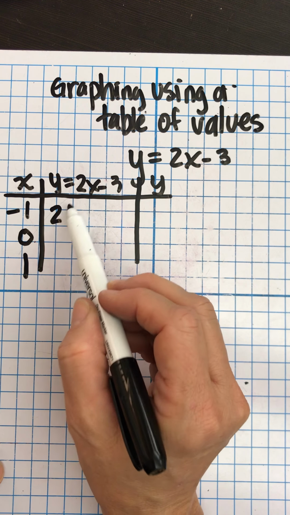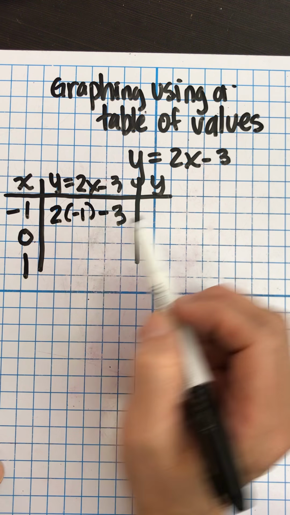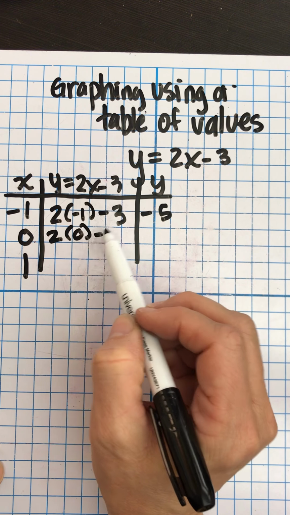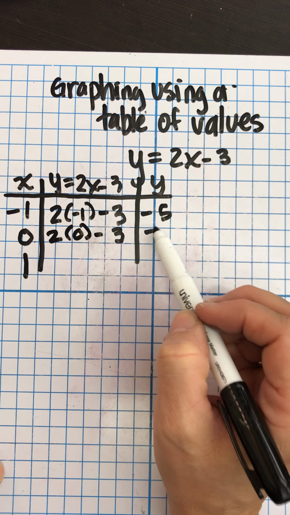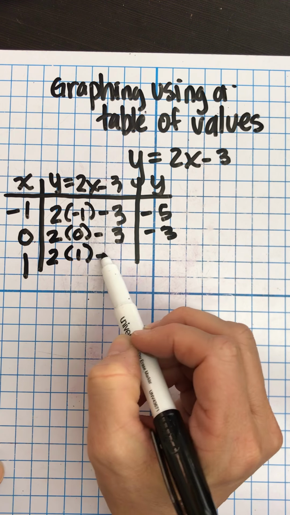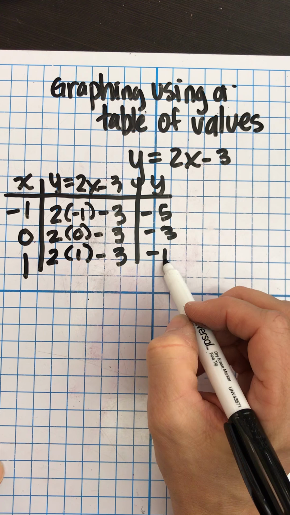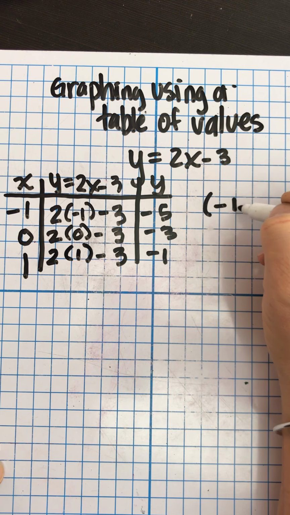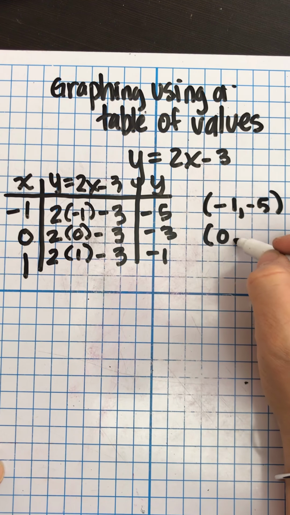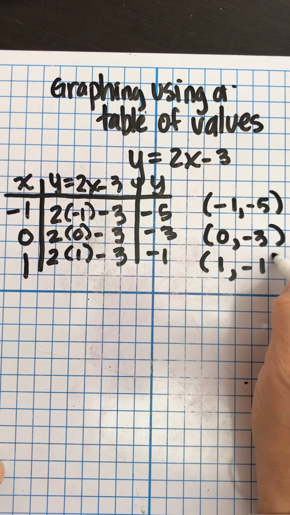So I need to do 2 times negative 1 and subtract 3. That's negative 2 minus 3, that's negative 5. I need to do 2 times 0 minus 3, that's 0 minus 3. And then I need to do 2 times 1, and I need to subtract 3. So that's positive 2 minus 3, that's negative 1. That gives us some ordered pairs, negative 1 and negative 5. That's one of my ordered pairs. It gives me the ordered pair 0, negative 3, and it also gives me 1, negative 1.